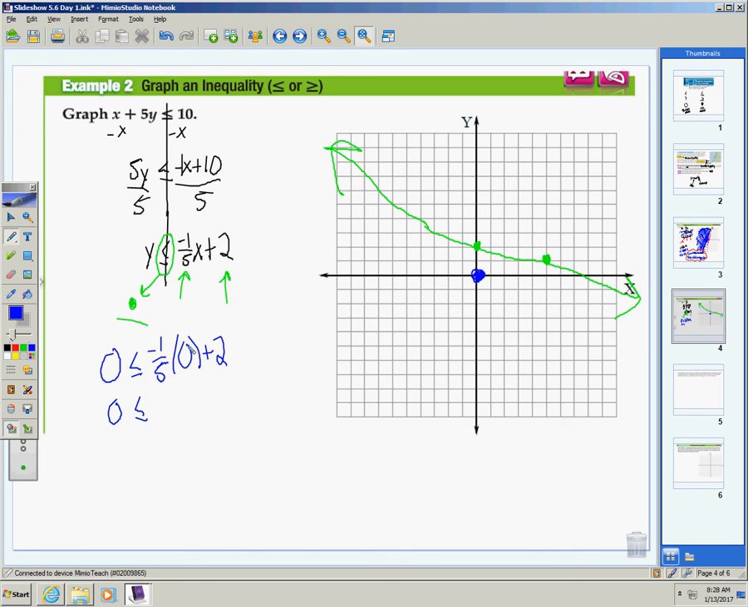Plus 2 is 2. Is 0 less than 2? It absolutely is, so that's true. So I'm going to shade on the same side.